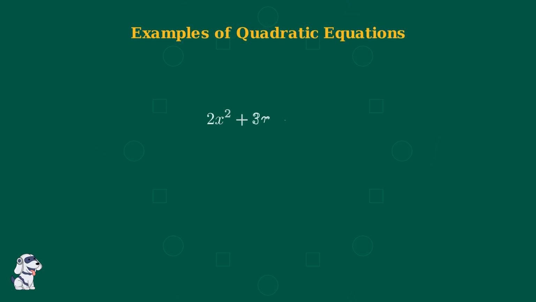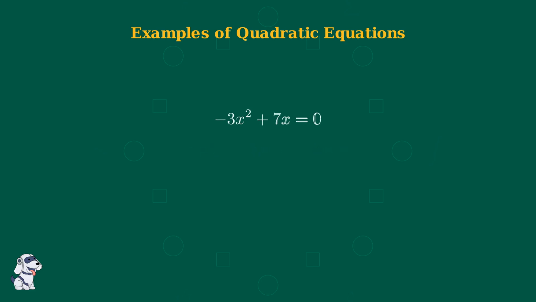Now, let's look at some concrete examples of quadratic equations to see how they appear in practice. Our first example is 2x squared plus 3x minus 5 equals 0. Here a equals 2, b equals 3, and c equals negative 5. Our second example is x squared minus 4 equals 0. Notice that a equals 1, b equals 0 since there's no x term, and c equals negative 4.